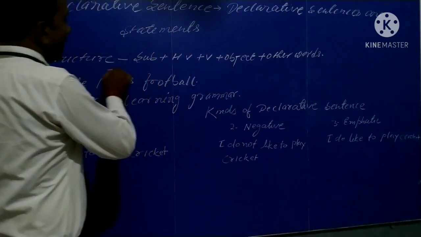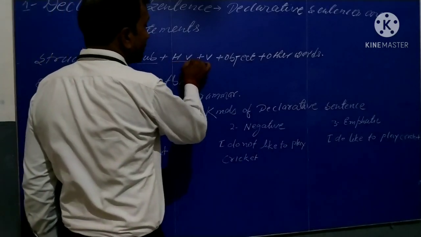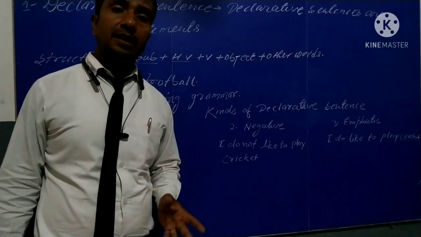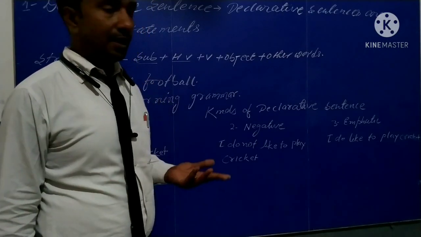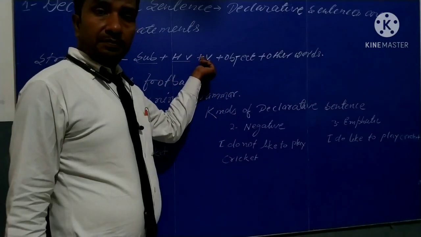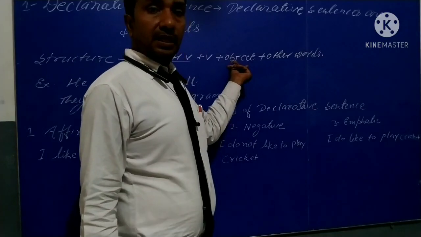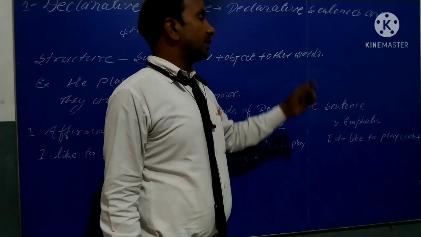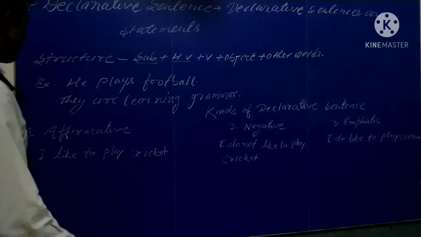Now the structure. At first we have to write the subject of the given sentence, then the helping verb. Helping verb here means the auxiliary. It can be modals and second auxiliary as well. Then the verb, that means the main verb of the sentence. Object, if given in the sentence, then we have to definitely put it here, and other words may also be mentioned in the sentence.